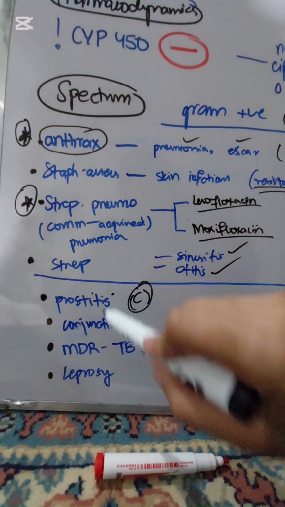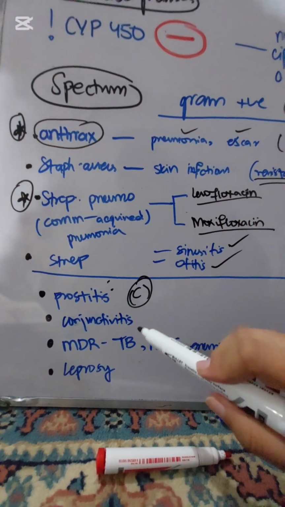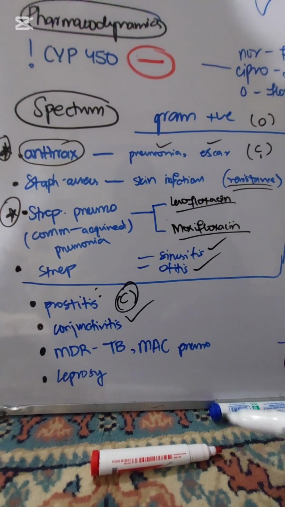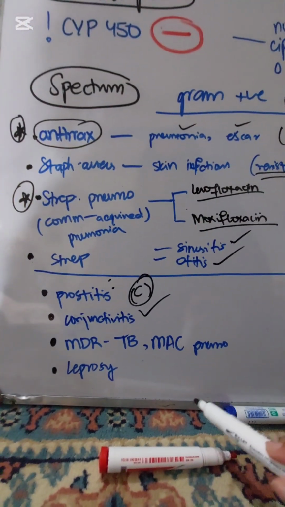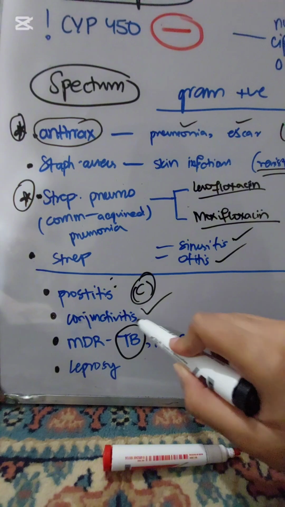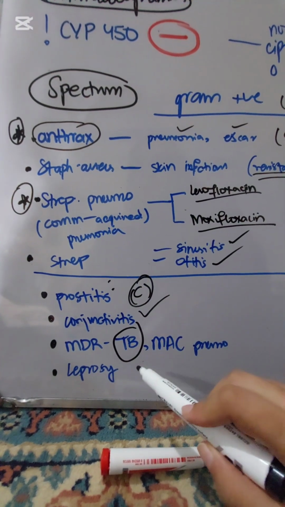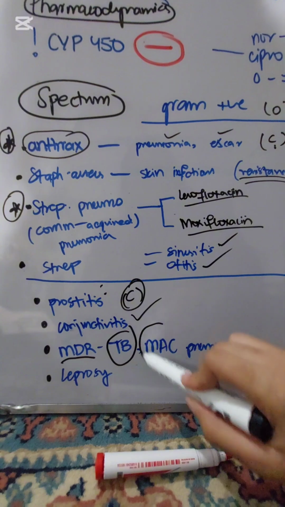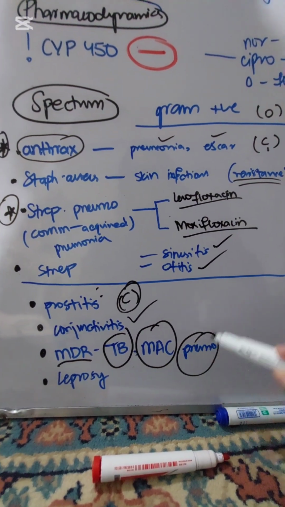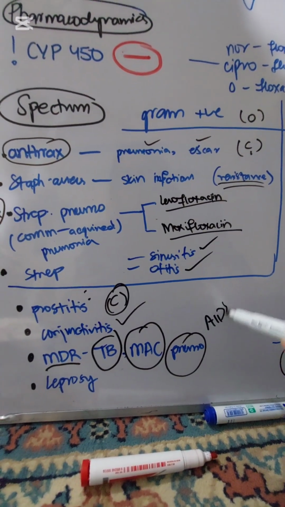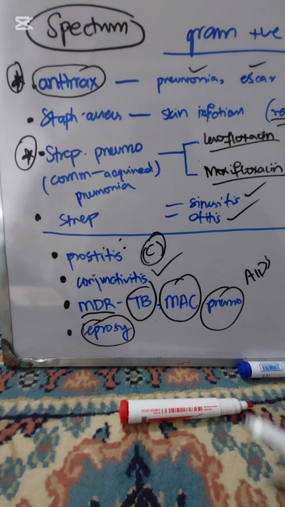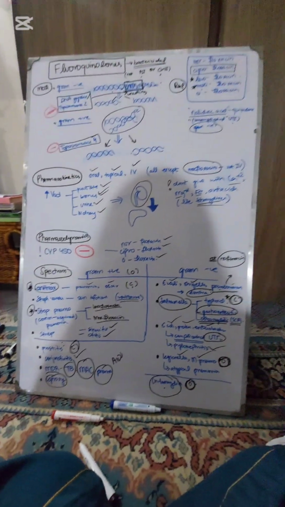So because it has access to the prostate gland, you also use it to treat conjunctivitis, because you can give it topically. You can use it to treat mycobacterium tuberculosis, especially multi-drug resistant और multi-drug resistant MAC infections, जो कि हमारे पास pneumonia cause करते हैं AIDS patients. ठीक है? And you can also use it to treat Mycobacterium leprae for leprosy. So these are the uses.